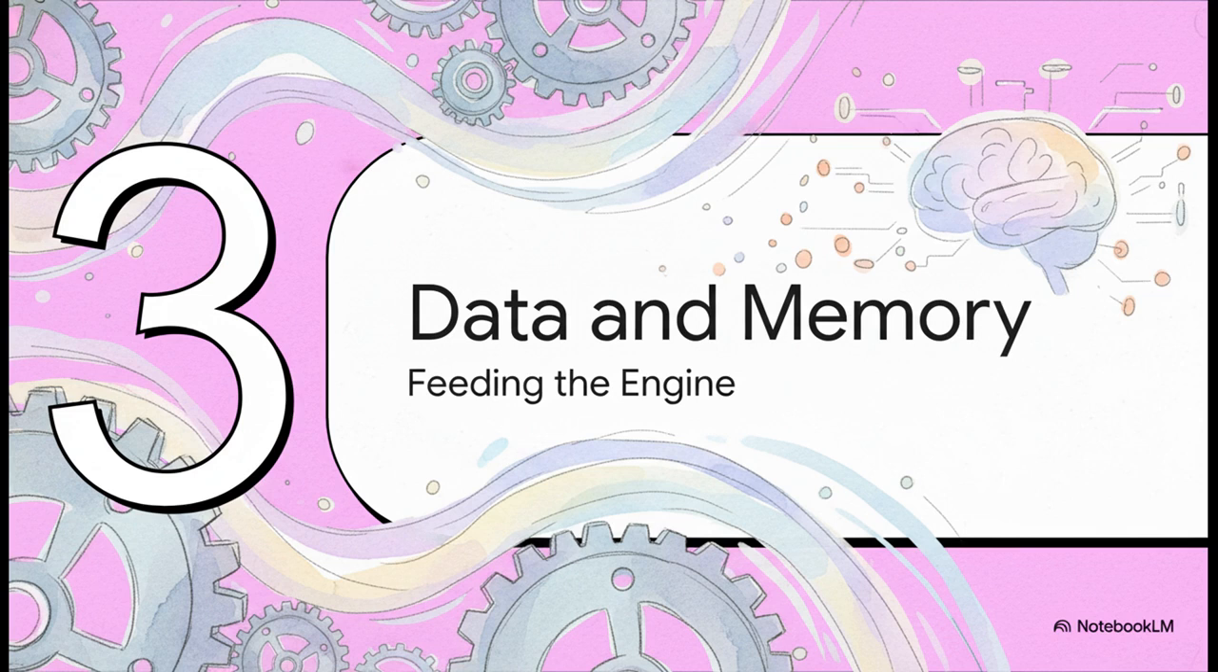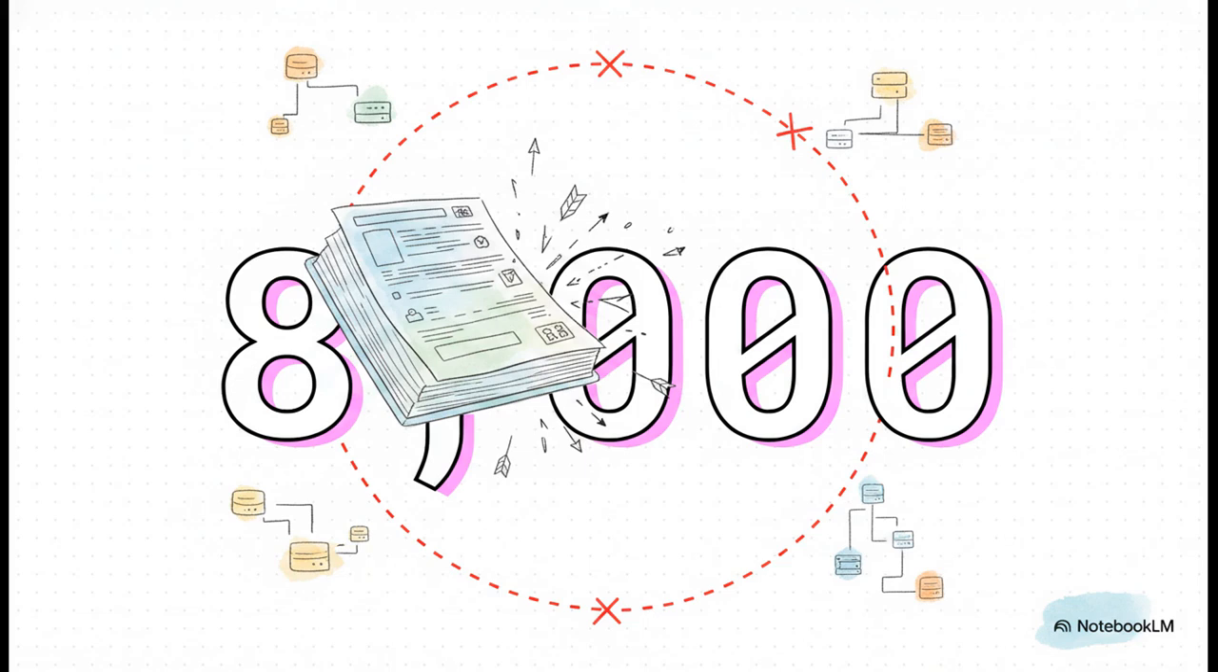Part 3, formatting data and memory, feeding the engine. Okay, so we have a secure AI with a great personality, but right now it has 0 data. Let's fix that. Now, you might be wondering, hey, why not just copy and paste my entire 50-page PDF document right into the prompt? Well, because of this number right here, 8,000. Models like Llama 3 have a strict 8,000 token limit per request. To put that into perspective, a token is roughly 3/4 of a word. A massive PDF could be like 75,000 tokens.